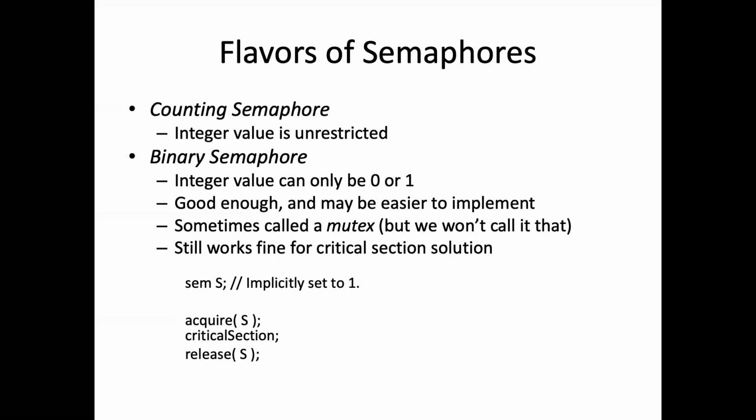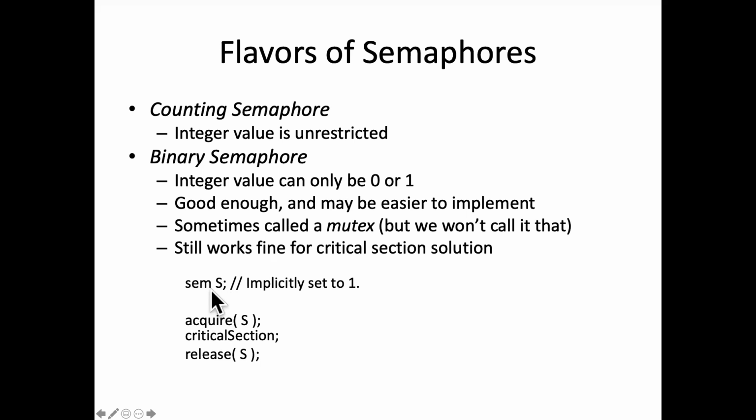There are also semaphores called binary semaphores that still offer the same operations, acquire and release. They just don't really maintain a count, or said differently, their count is always either 0 or 1. If we had a binary semaphore, we would probably use it like I'm showing down here.